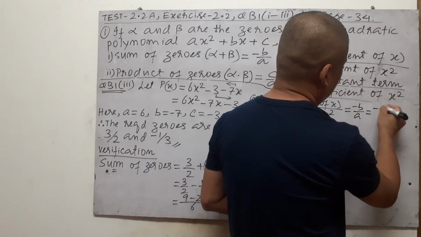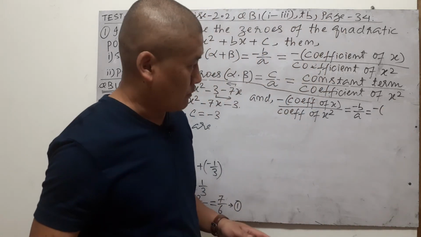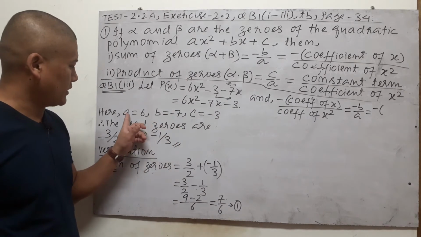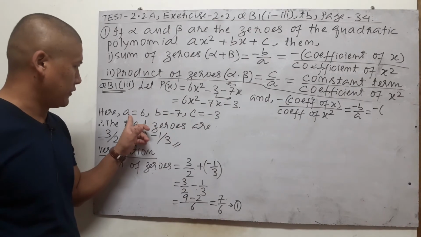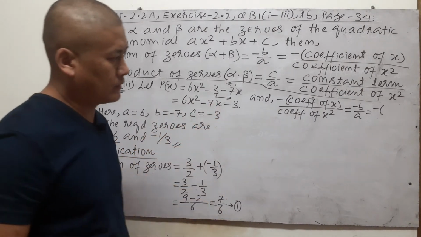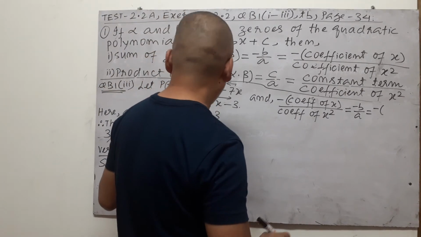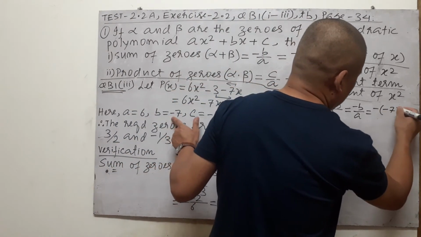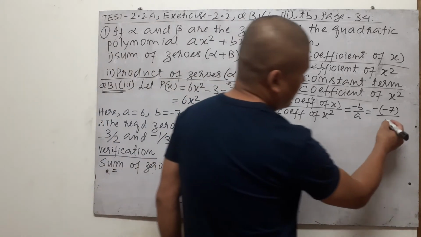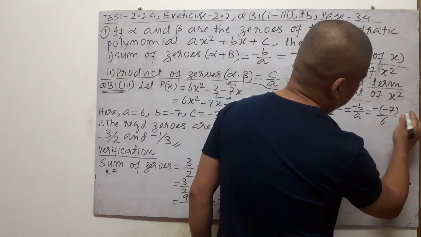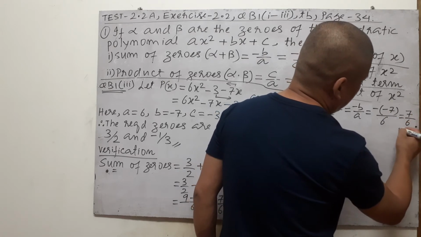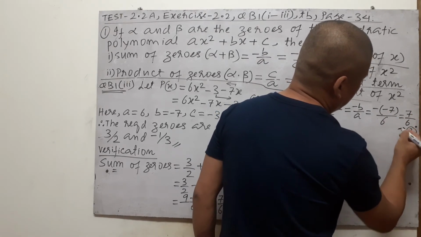So that is minus bracket, B is here. In terms of coefficients, this a, b, and c are the coefficients: a coefficient of x square, b coefficient of x, and c the constant term. So minus, and b is minus 7, so you write there minus 7 by a, which is 6, so you write there 6. So that will give you equal to minus and minus plus 7 by 6. So this is equation number 2.